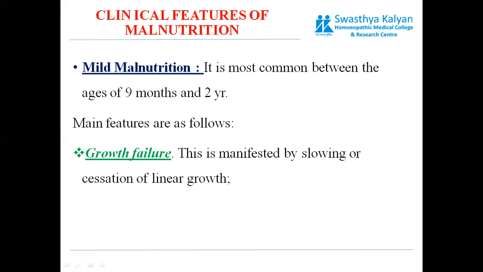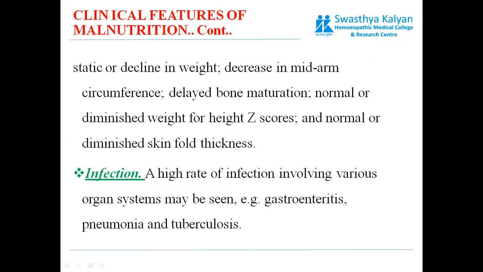Growth failure is manifested by slowing or cessation of the linear growth, and by static weight or decline in the body weight, decrease in the mid upper arm circumference, delayed bone maturation, normal or diminished weight for height, and normal or diminished skin fold thickness. These all are the manifestations of growth failure.